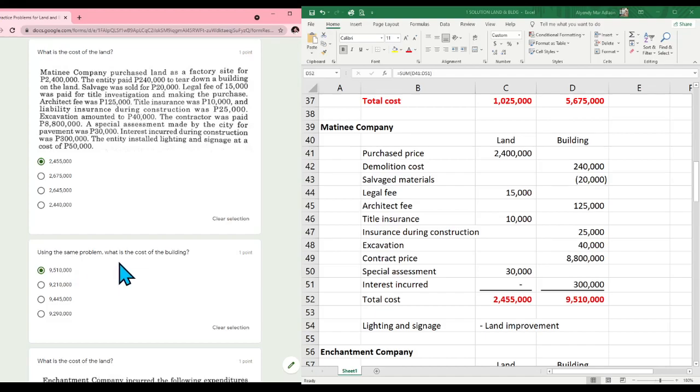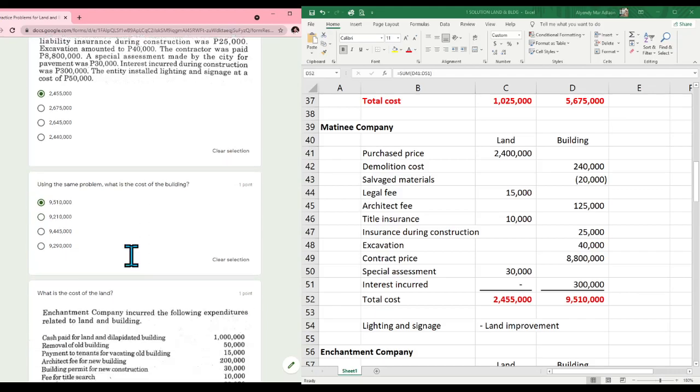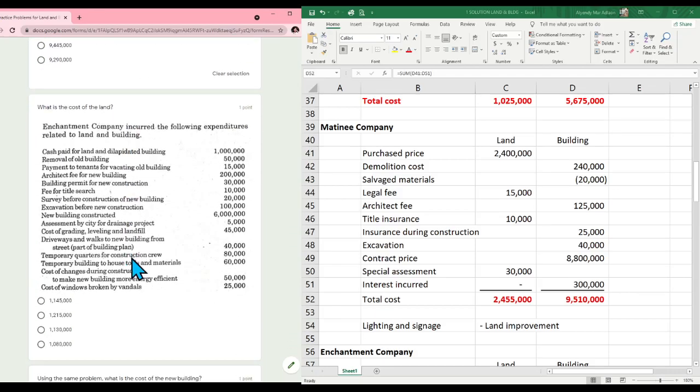Okay, so let's proceed to the next problem. So we have Enchantment Company.